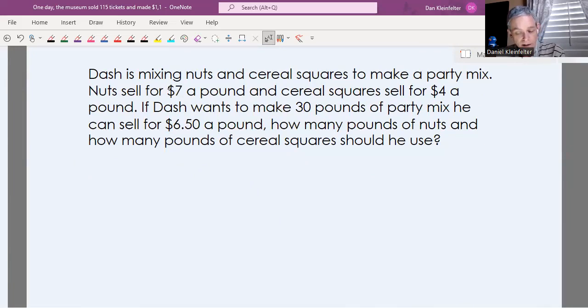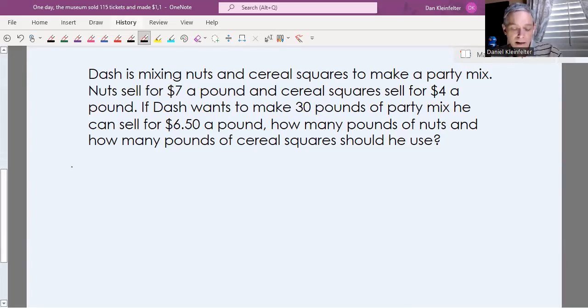Nuts sell for $7 a pound and cereal squares sell for $4 a pound. If Dash wants to make 30 pounds of party mix, that's a lot of party mix, that he can sell for $6.50 a pound, we want to know how many pounds of each ingredient he should use, how many pounds of nuts and how many pounds of cereal squares. So the two unknowns here are the pounds of nuts and the pounds of cereal squares. And the other attribute is, again, the dollar amount for these things.